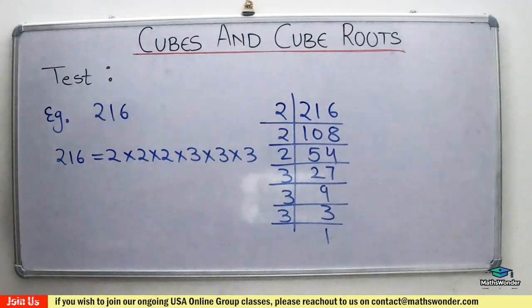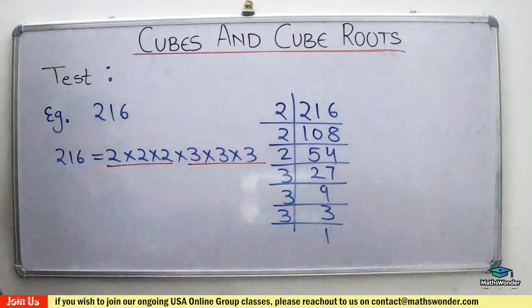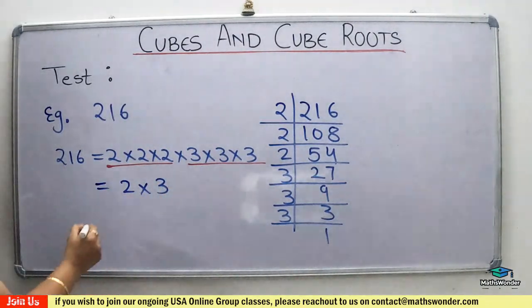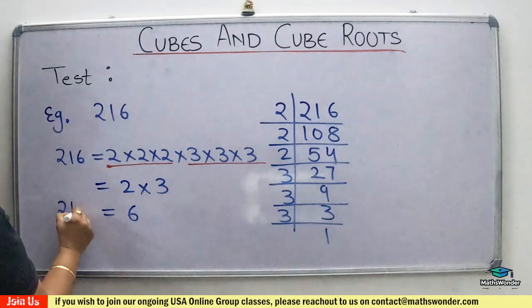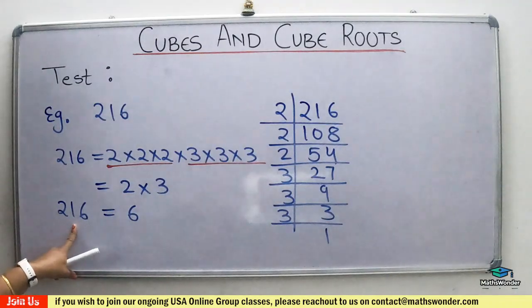You will find the triplets of equal factors. So 2 is a triplet, 3 is a triplet, right? So now we have the triplets. You will take 1 from each triplet, and your answer is 6. Means 216 is the cube of 6. And you can say that 216 is a perfect cube. Okay, so 6 is the number whose cube is 216.